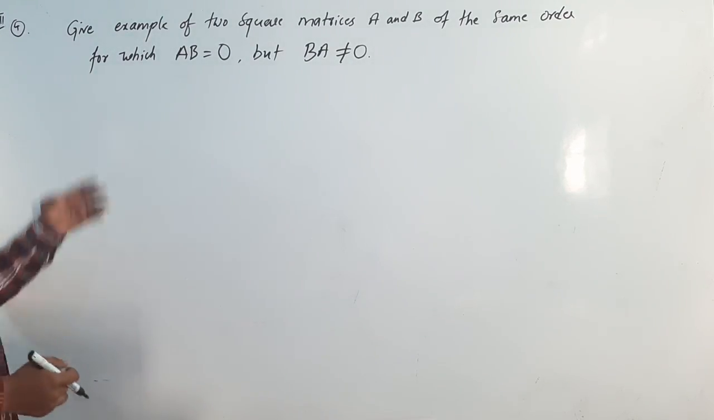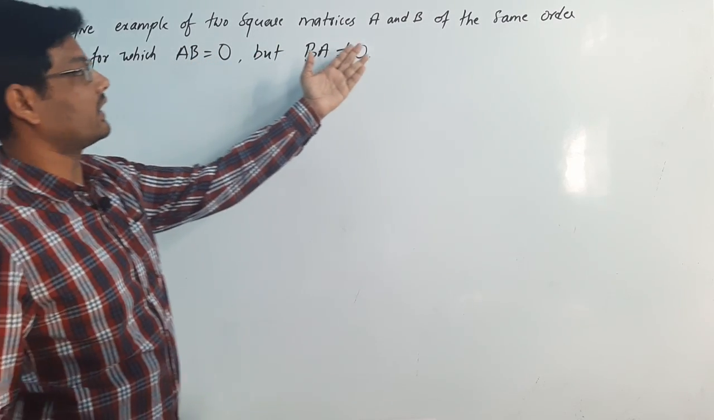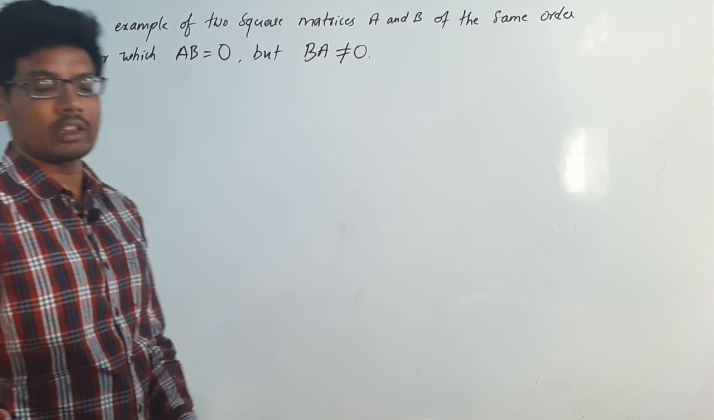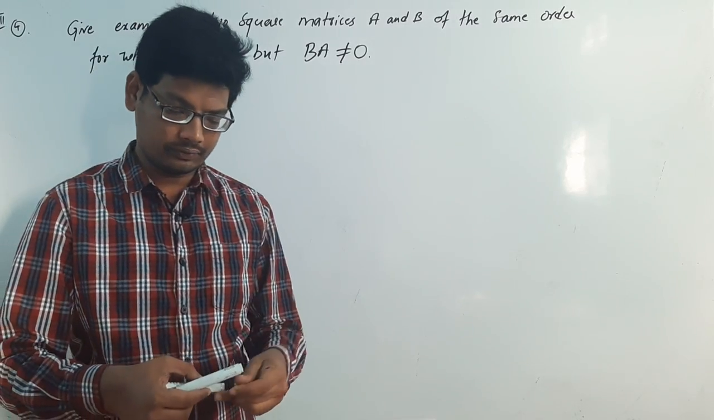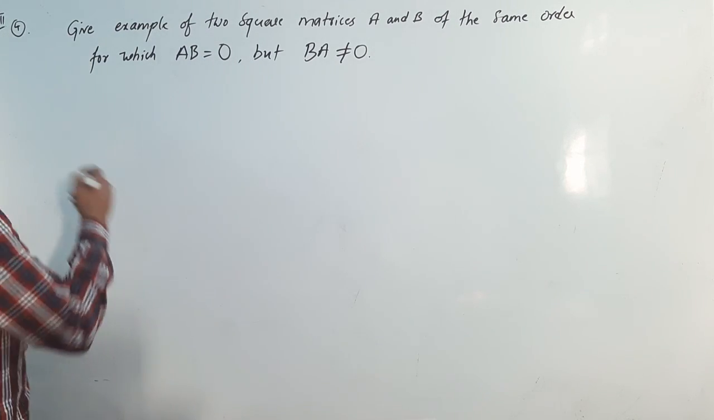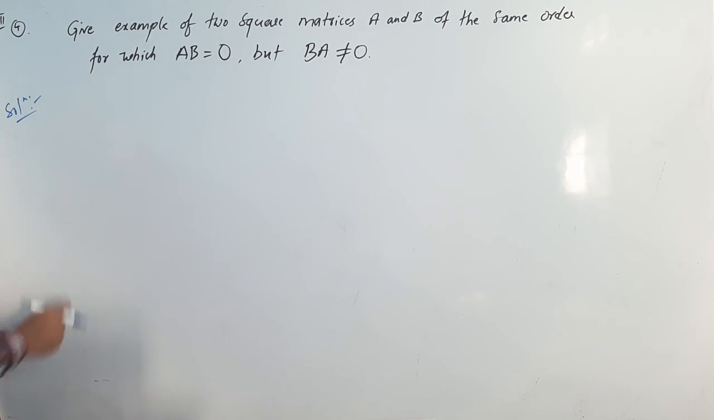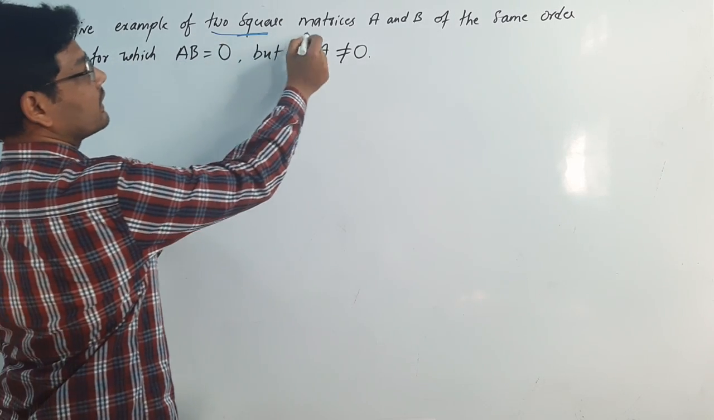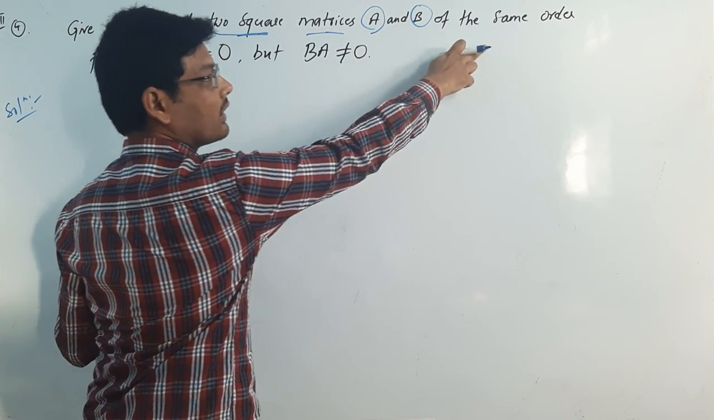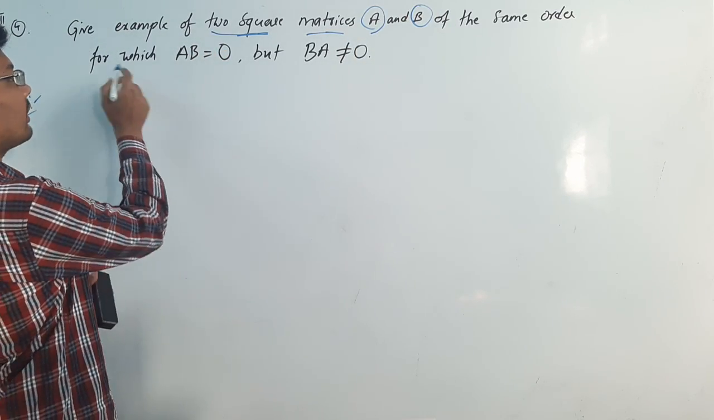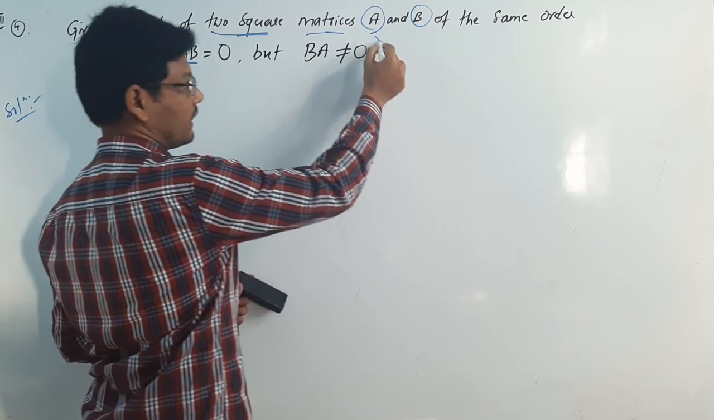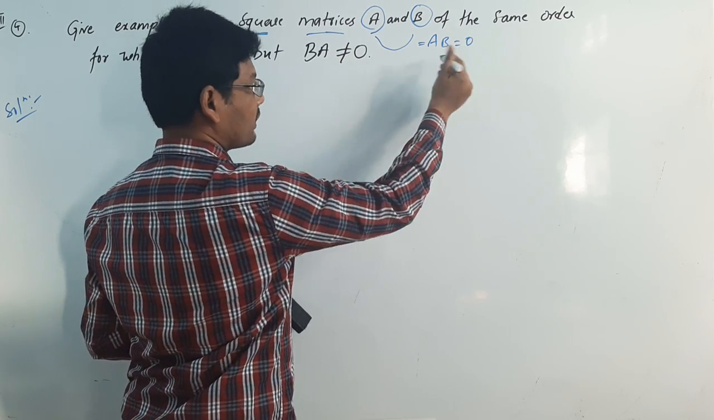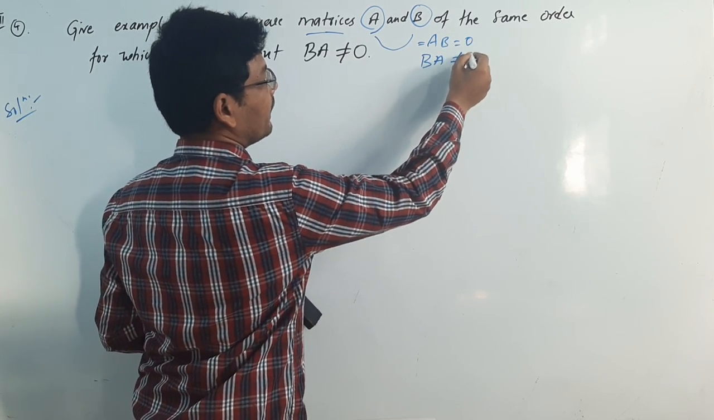Here it is given, give an example of two square matrices A and B of the same order, for which AB is equal to O but BA is not equal to O, and the solution is here. We need to take two square matrices, it may be 2 by 2 or 3 by 3, for which the product AB should be equal to O. O is nothing but the null matrix, but BA should not be equal to O.